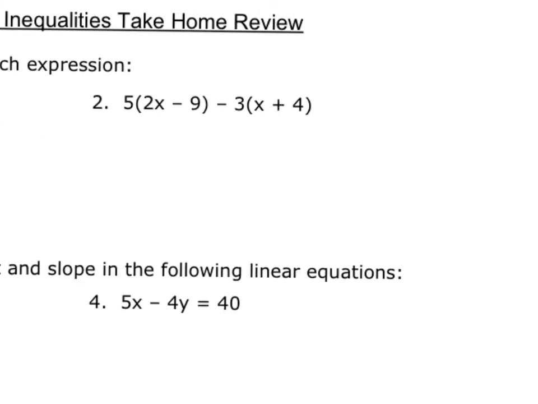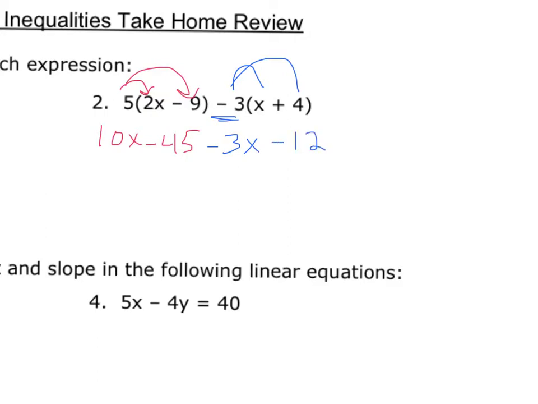Same thing, we would distribute if possible. And in this problem, I see we're going to distribute 5 to each of those. And then we're going to take this negative 3 and distribute it to each of those. 5 times 2x means I have 10 x's. 5 times negative 9 is negative 45. And then we're going to take this negative 3 and multiply it times each of these. So negative 3 times x is negative 3x, so minus 3x. And negative 3 times 4 is negative 12.